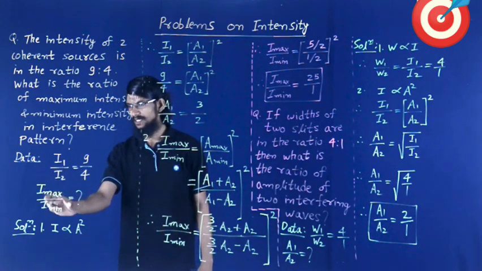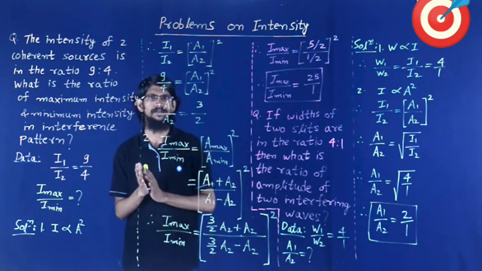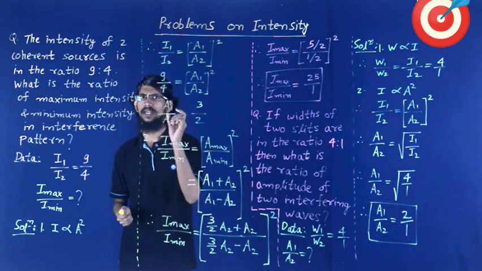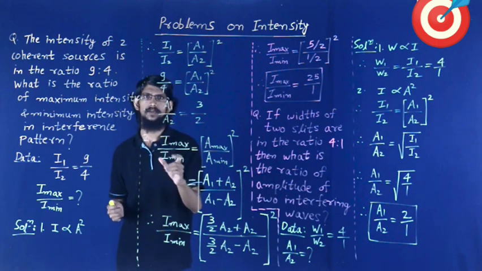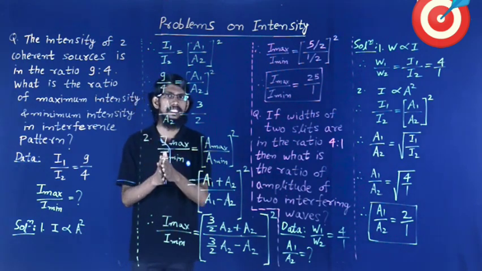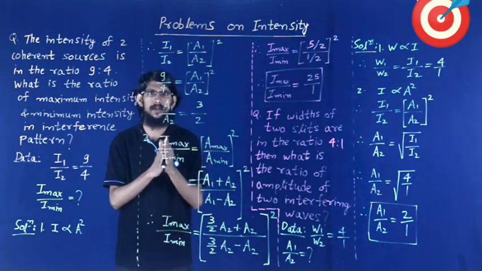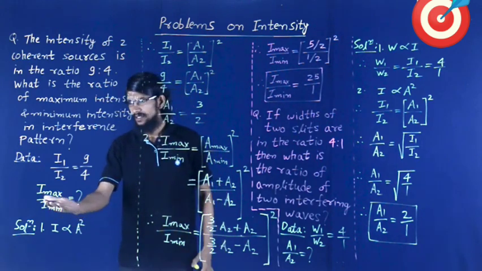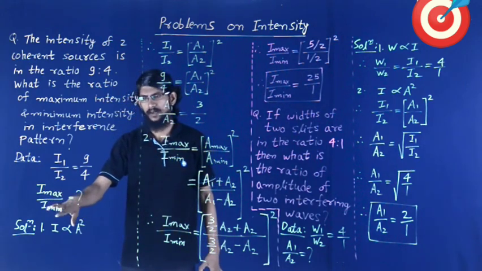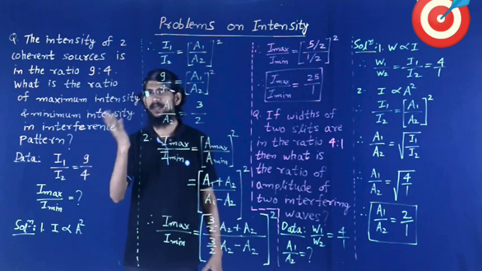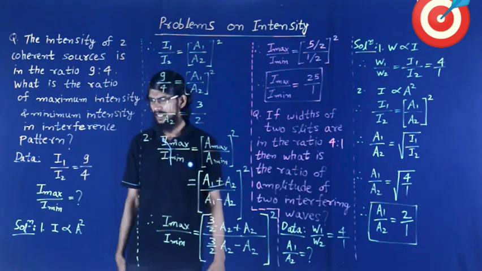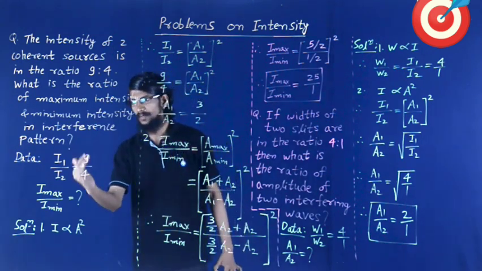For the ratio of maximum intensity to minimum intensity, we need something called A max and A min, because we know intensity is directly proportional to the square of amplitude. So we need Imax upon Imin, so we will have to find A max upon A min. But before that, let's see what is given to us. I1 upon I2 is given to us.